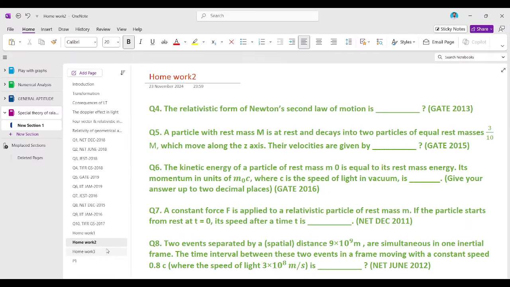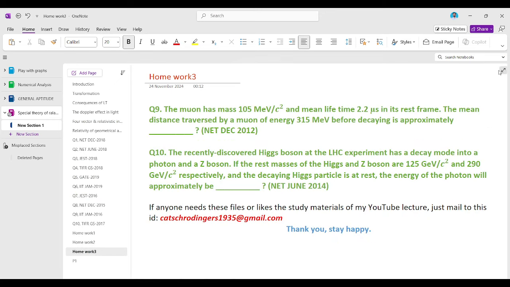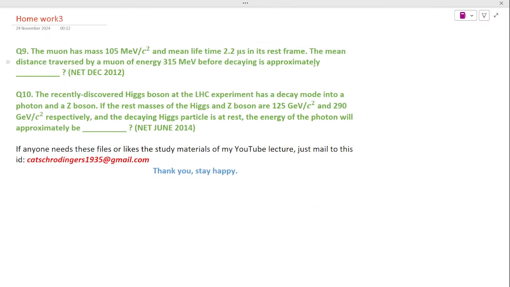So our next task, question numbers 9, 10. The muon has a mass 105 mega electron volt per c square and mean lifetime 2.2 microsecond in its rest frame. The mean distance traversed by a muon of energy 315 mega electron volt before decaying is approximately dashed. This is from NET 2012.